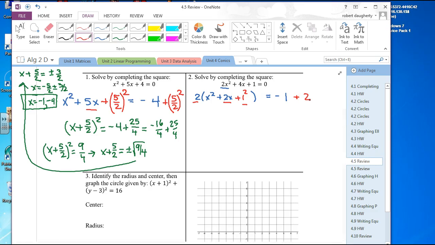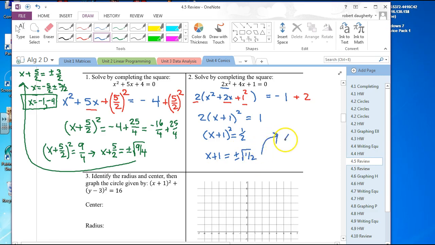Completely changes the problem. So this is 2 times x plus 1 squared equals 1. That means that x plus 1 squared, divide both sides by 2, equals 1/2. So x plus 1, take the square root of both sides, equals plus or minus square root of 1/2. That means that x equals negative 1 plus or minus square root of 1/2.